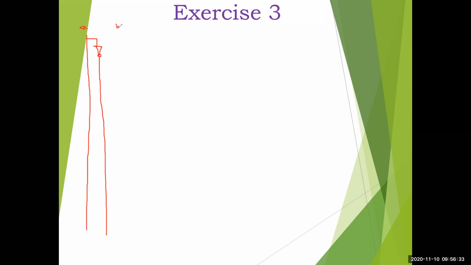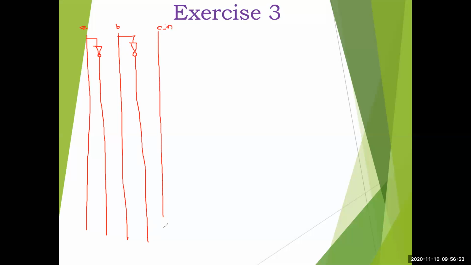Then I will take the second input, B. I will also connect the NOT gate. Since I'm writing with the mouse it may not be clear, so you write neatly. Then I have the third input, C in, and for that also a NOT gate is connected. So this is better than the previous one.